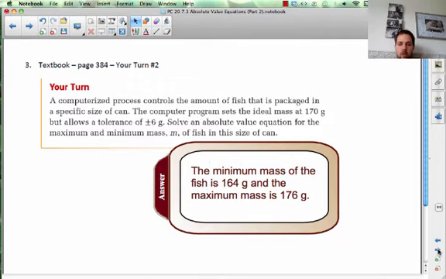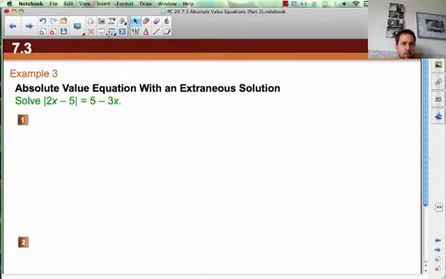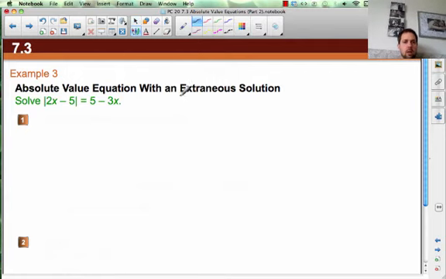There you go. I trust that it went well. So we'll move on to the next example here. Absolute value with an extraneous solution. Extraneous means a solution that seems like it's an answer, but doesn't actually work in the equation. So here's our equation. The absolute value of 2x minus 5 equals 5 minus 3x.